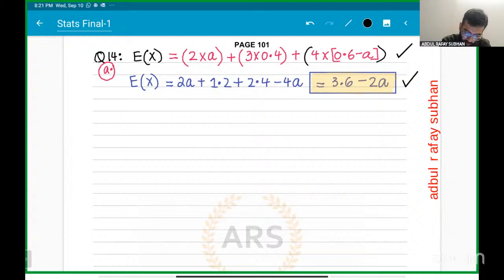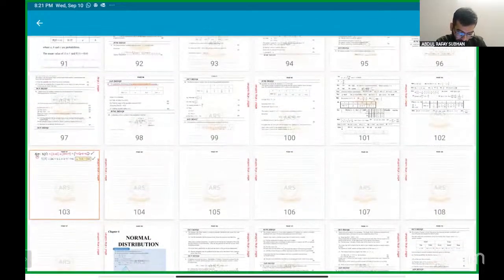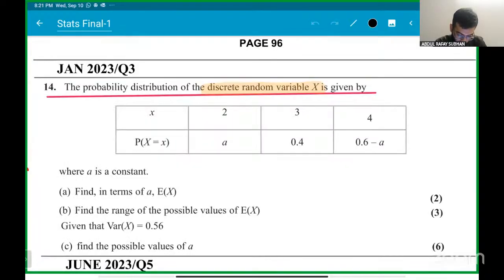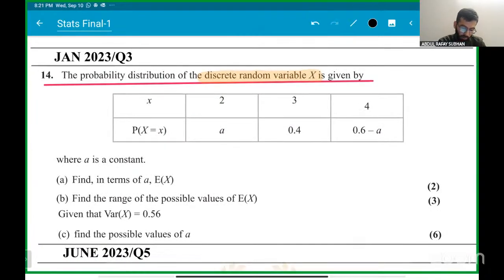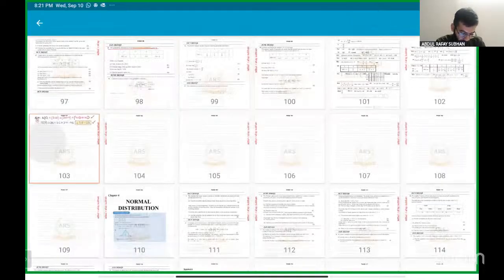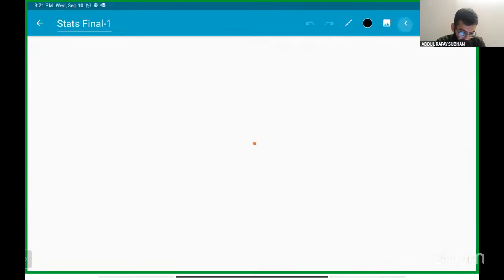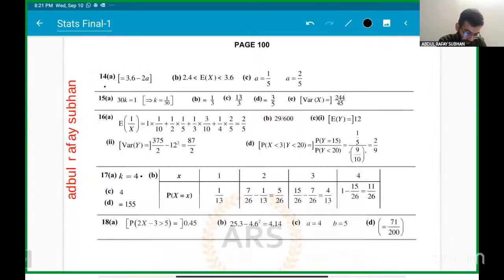And 1 mark is for applying the formula. That's how we get all 2 marks. Okay, it's a 2 marks part according to the question. We have got both the marks, 1 mark for expressing the equation and 1 mark for getting the answer. Let's also check question number 14, and the answer is 3.6 minus 2a.